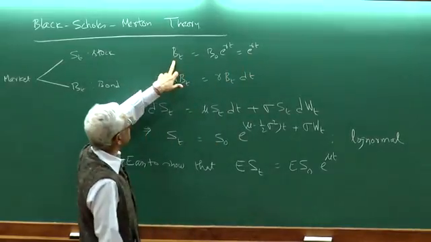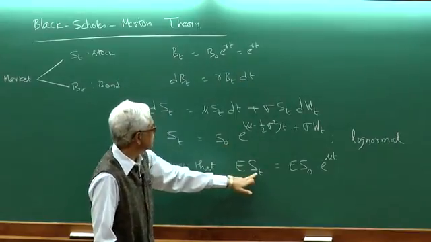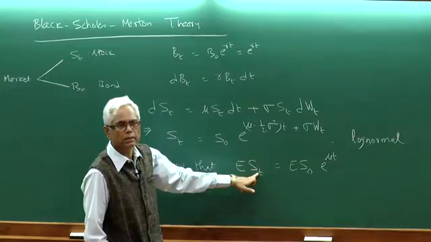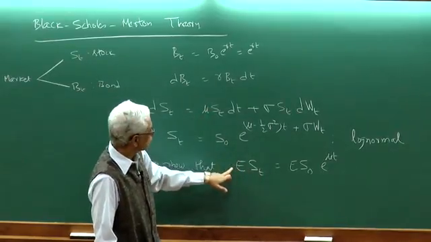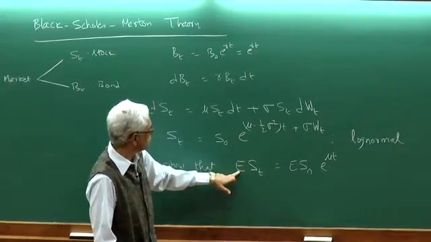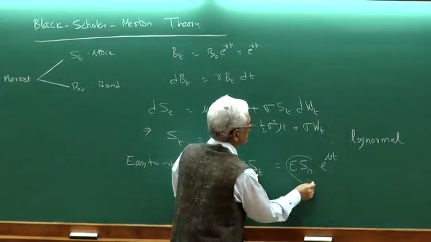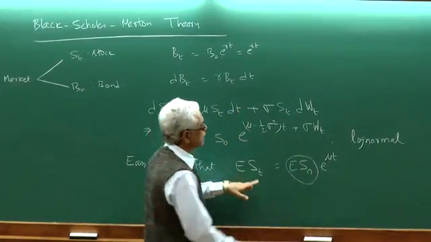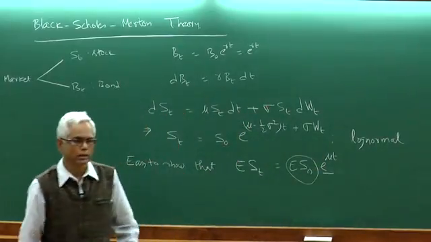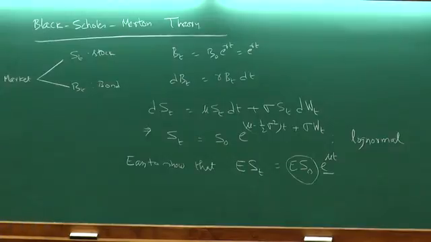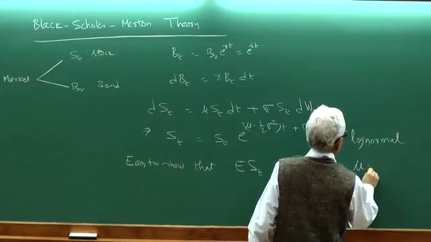The growth of the bond is Bt equal to e to the power RT, and this is the expected value because ST is a stochastic process, so we can't talk about ST. Normally, when you talk about the growth, we take the expected growth. So the expected growth, with the initial value given, is e to the power mu t. So mu is replacing R.